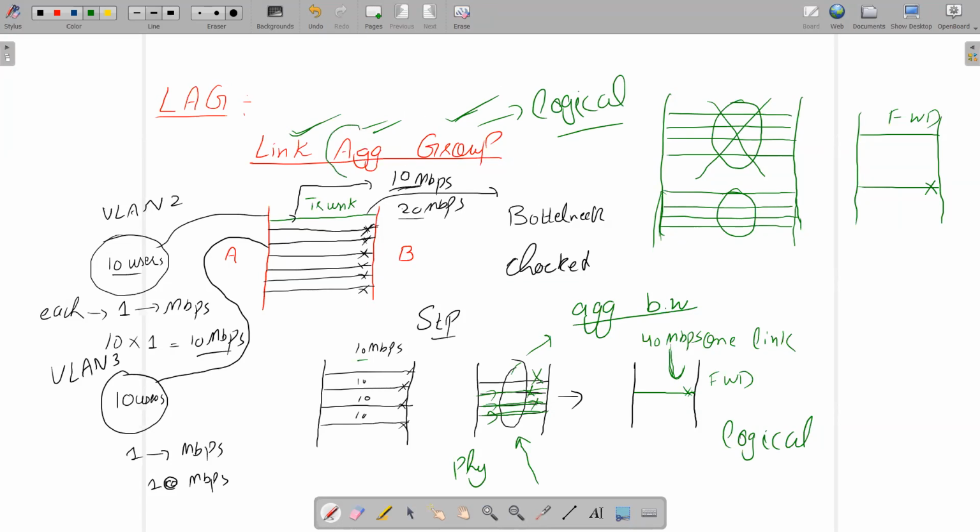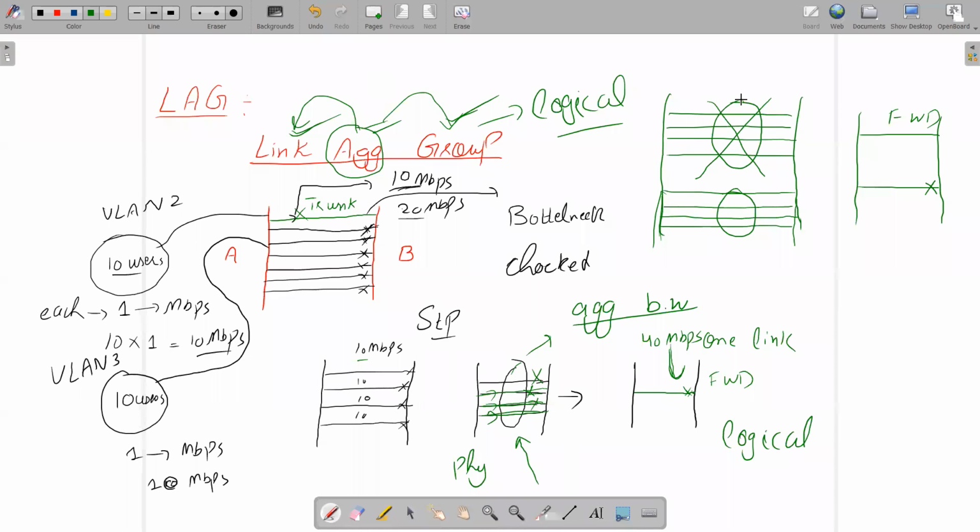So we are aggregating the links into a group so that we can make better utilization of the bandwidth. We have better utilization of the bandwidth because we have a number of VLANs over here, we have a number of users over here, so we cannot rely on a single trunk. Are you guys with me? Yes, we are with you.